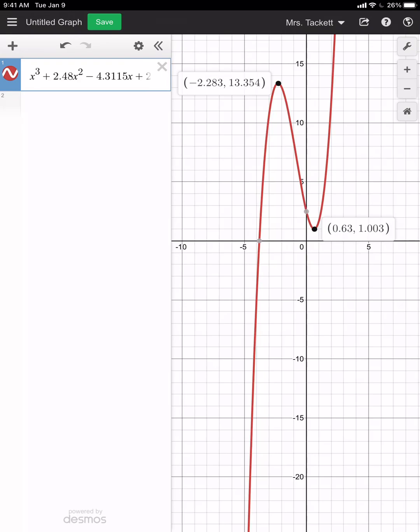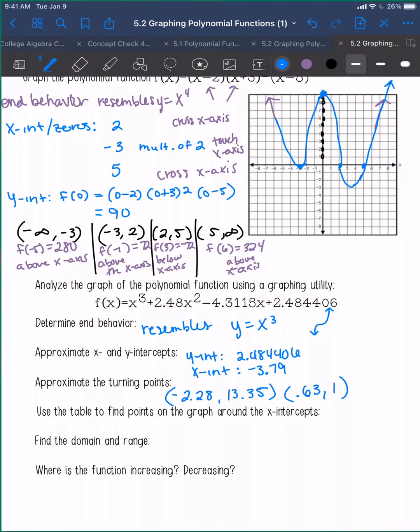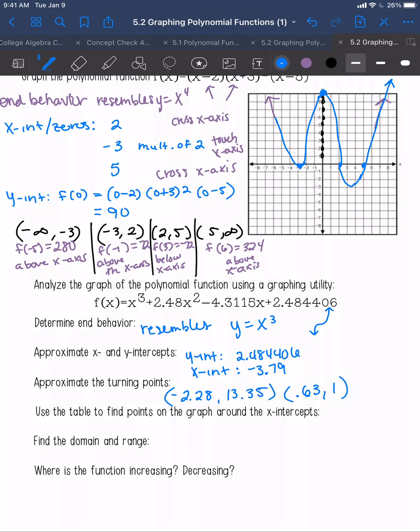Next, use the table to find points on the graph around the x-intercept. So in your TI-84, you would do second graph and it pulls up a table. We would want to find where x is -4 and where x is -2 and get your y values. If you weren't using the calculator, you could just plug into the function and evaluate it, but your table will just show you right away. For those, you get about -4.5 approximately, and then -2 would give you about 13.0.